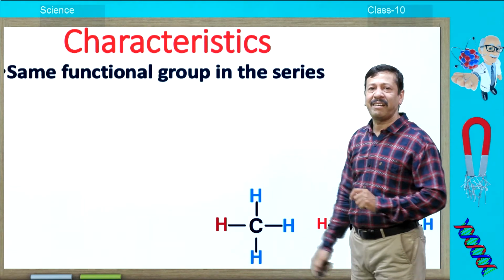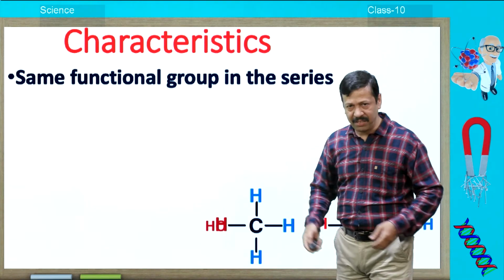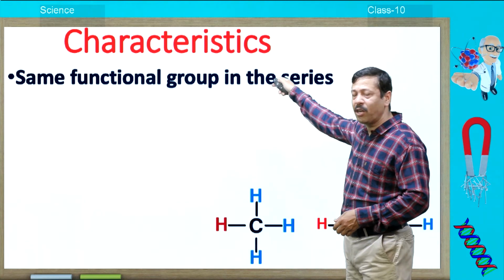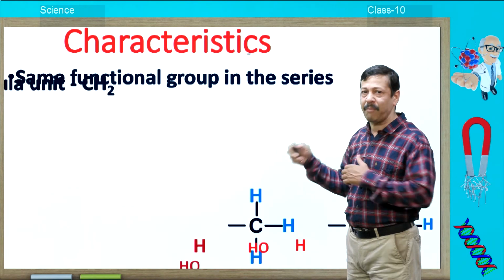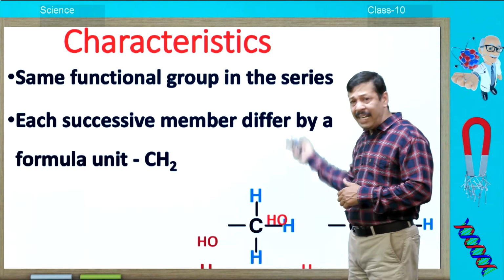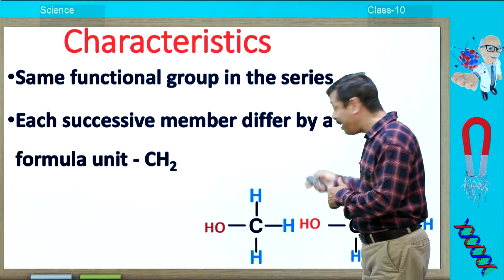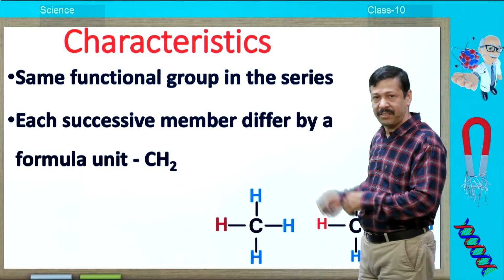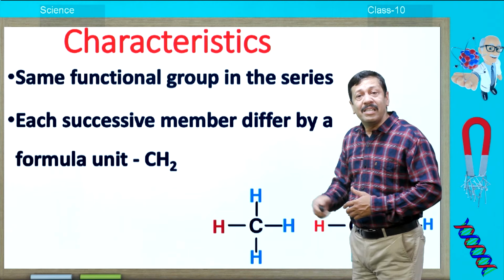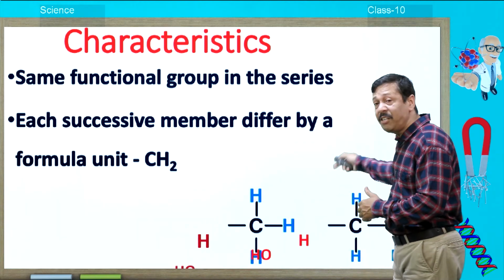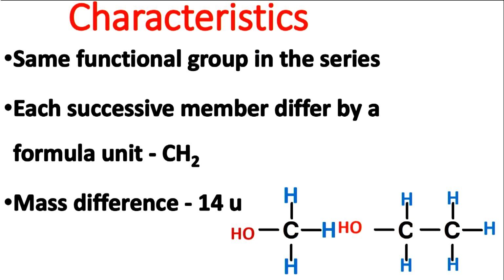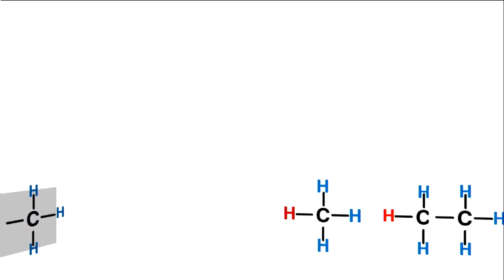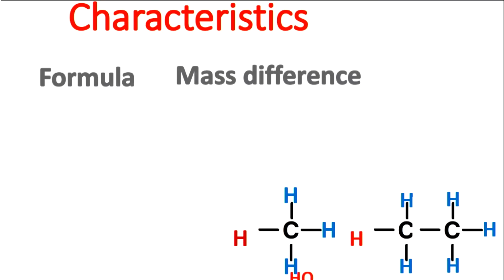Now let us see characteristic of this homologous series. You are seeing the same functional group throughout the series. The heteroatom is same. Now, each successive member differs by a CH2 formula unit. Check. CH3OH and C2H5OH. What is the difference? That is the CH2, in terms of mass 14 units. That is the difference. Now let us calculate and understand.